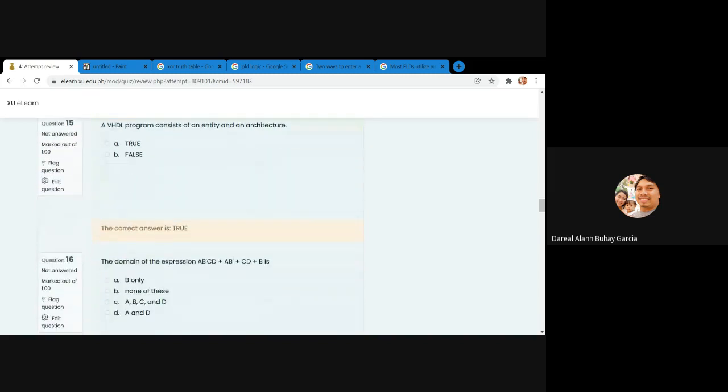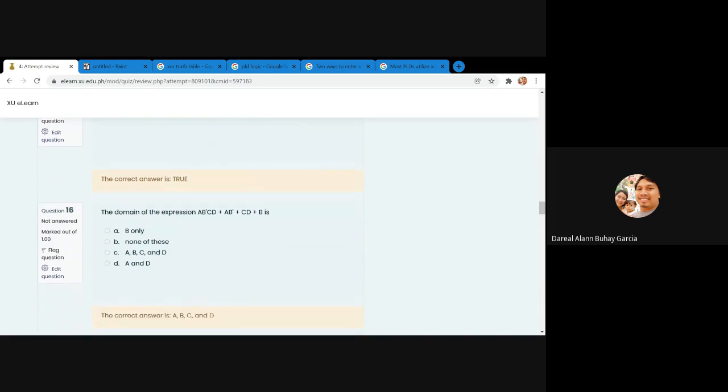The domain of the expression, this one is what? So, what does the domain mean? I think the domain means all possible inputs, no? A, B, C, and D. So, the answer is C.